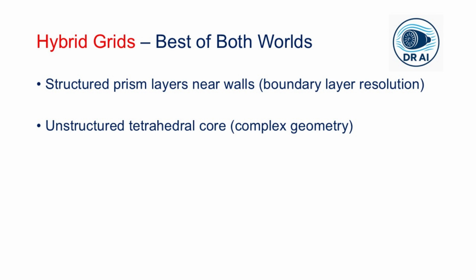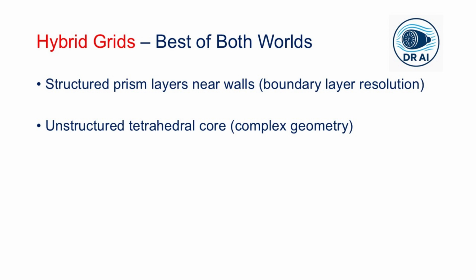So why does this work? The structured prism layers resolve the rapid velocity and temperature variation normal to the wall efficiently and very accurately. The unstructured core handles the complex geometry far from the wall.